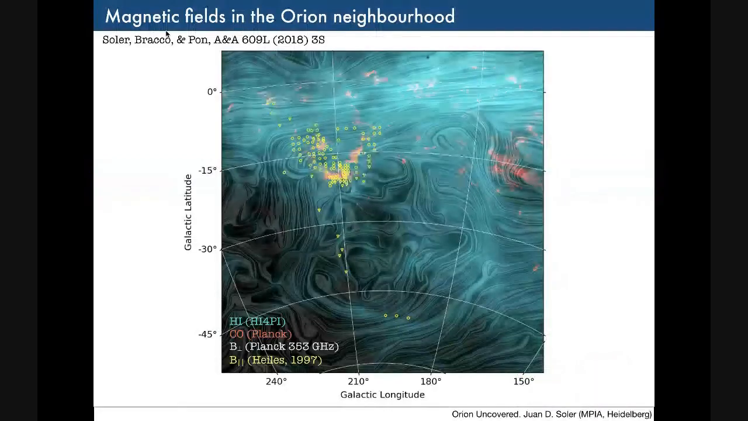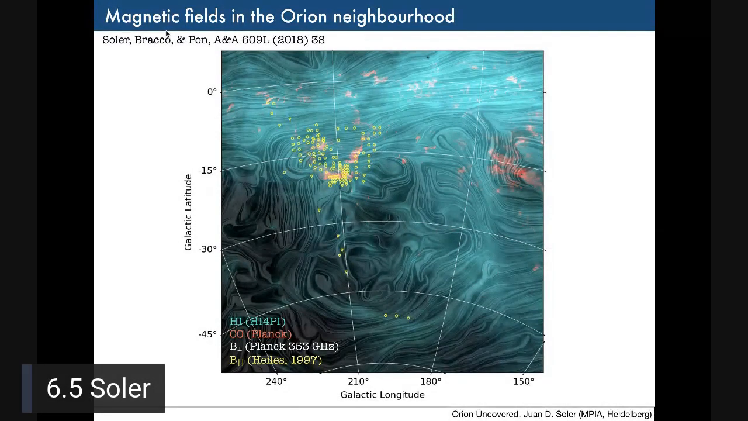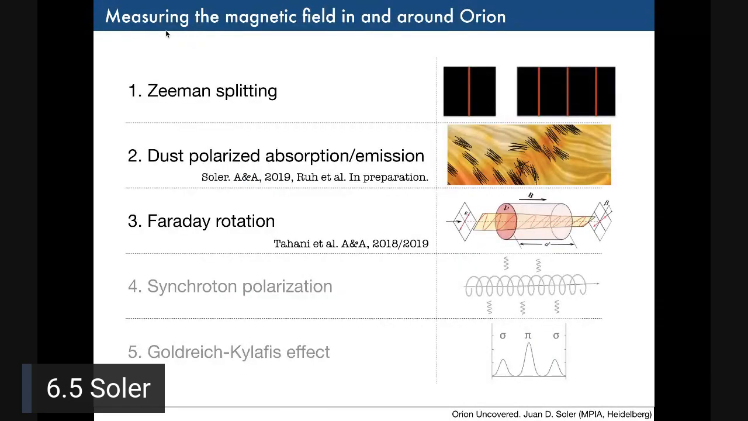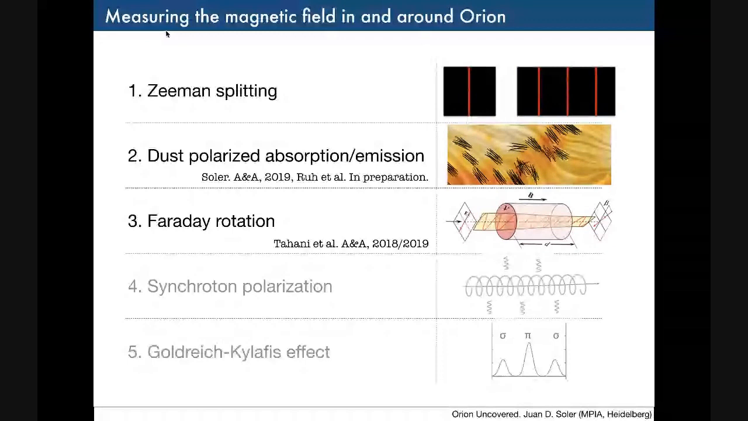So let me begin with the summary of my talk. This is most of what we know about the magnetic field towards Orion and its neighborhood. Orion is in a larger vicinity that we call the Orion-Eridanus superbubble. And we know about the magnetic field through three kinds of observations. These observations are mostly sampling the neutral medium in Orion.